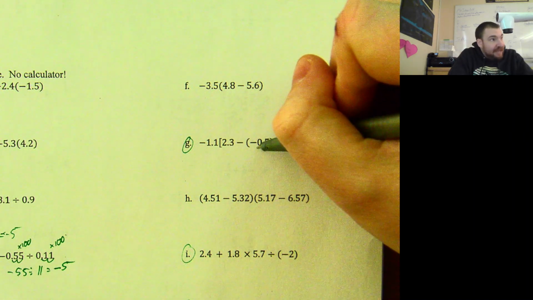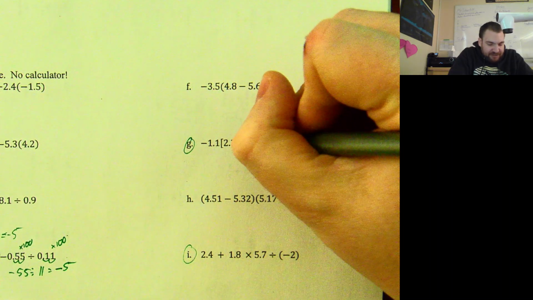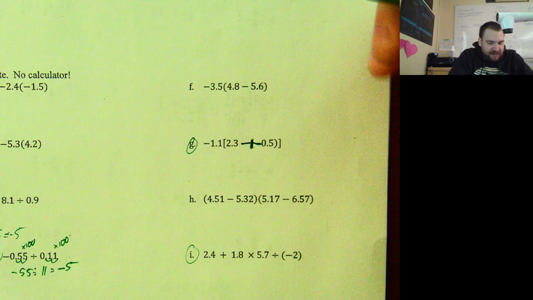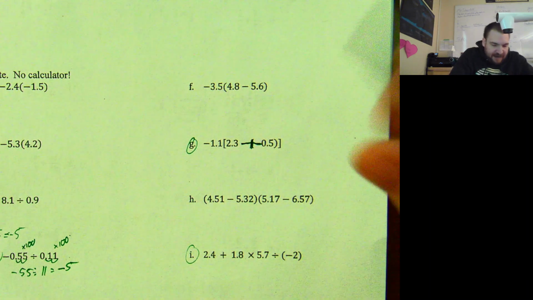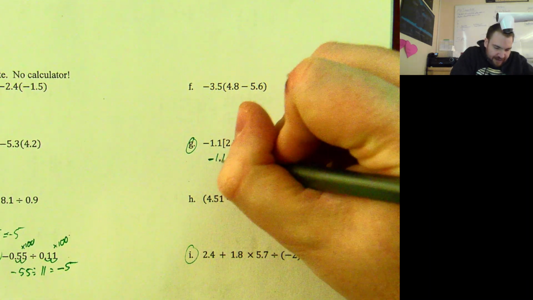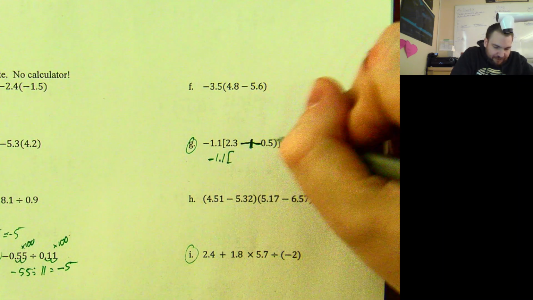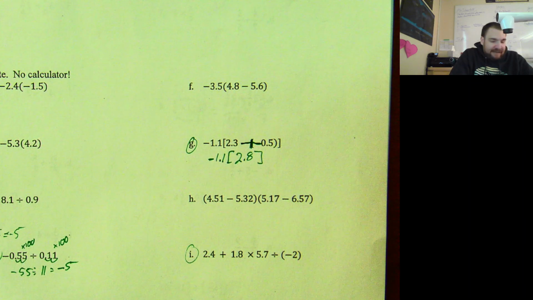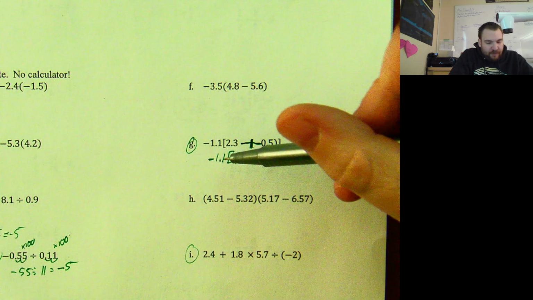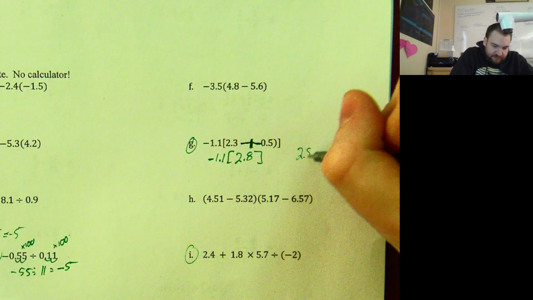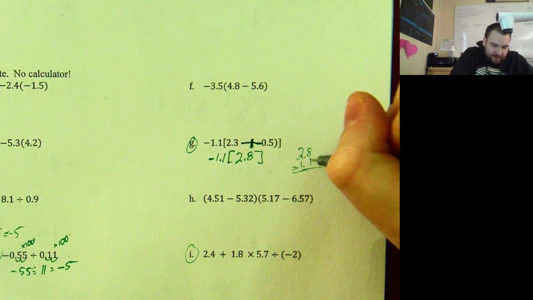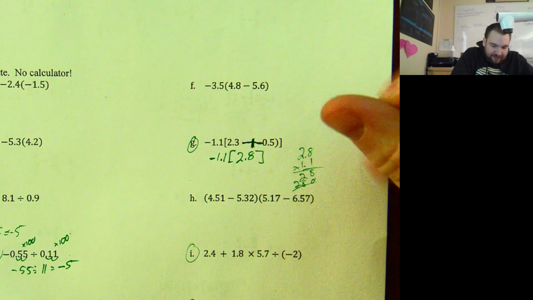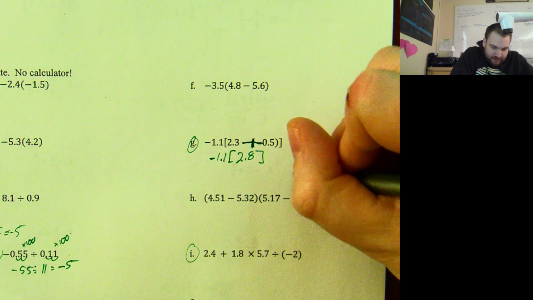Subtracting a negative is the same thing as adding a positive. So I'm just going to extend that line and turn that into that, just for my own note's sake. So I've got 2.3 plus 0.5. So it's going to become negative 1.1, and then in brackets, 2.3 plus 0.5 is 2.8. And I can multiply that together longhand. 1.1 times 2.8, that's just going to be 2.8 times 1.1. 1 times 8 is 8, 1 times 2 is 2, add a 0, 1 times 8 is 8, 1 times 2 is 2. Add those things together, and I'm going to get 8013.